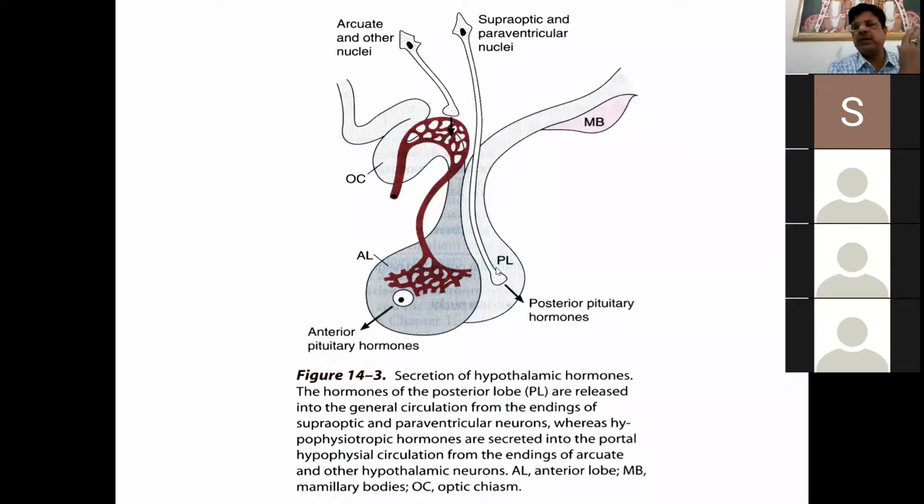The old way of classification is chromophobes and chromophils. Chromophils are again separated into acidophils and basophils. Acidophils secrete growth hormone and prolactin. Basophils secrete the others: FSH, LH, ACTH, and TSH.